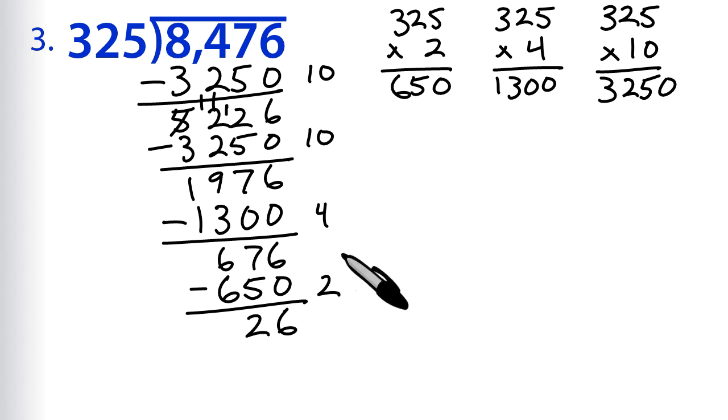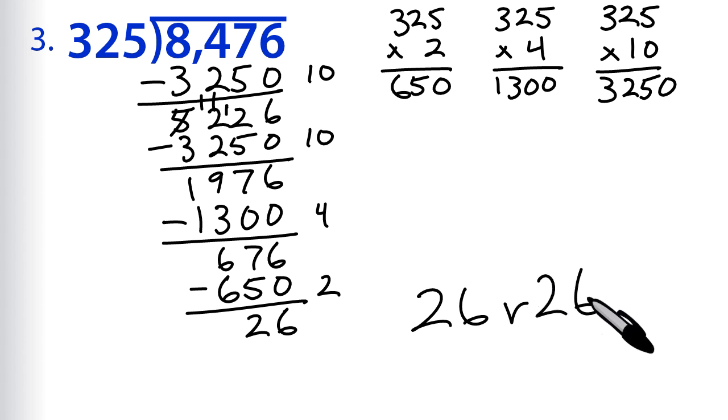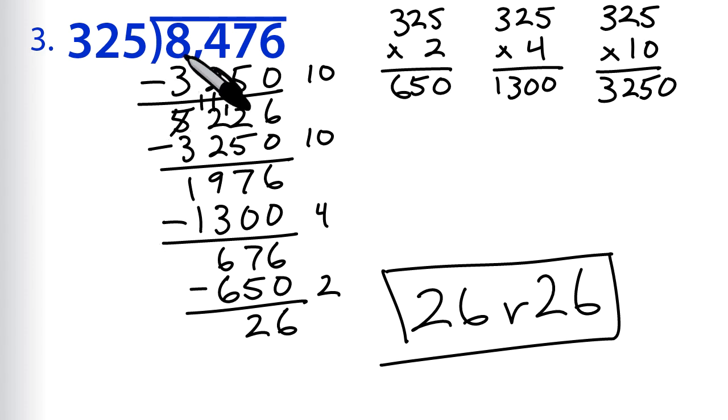So we are good. Let's add this up. And we have 10 plus 10 is 20, plus 4 plus 2 is 26, with a remainder of 26. That looks unusual, but that's just the sort of thing that can happen. 26 with a remainder of 26 is what you get when you divide 8,476 by 325.